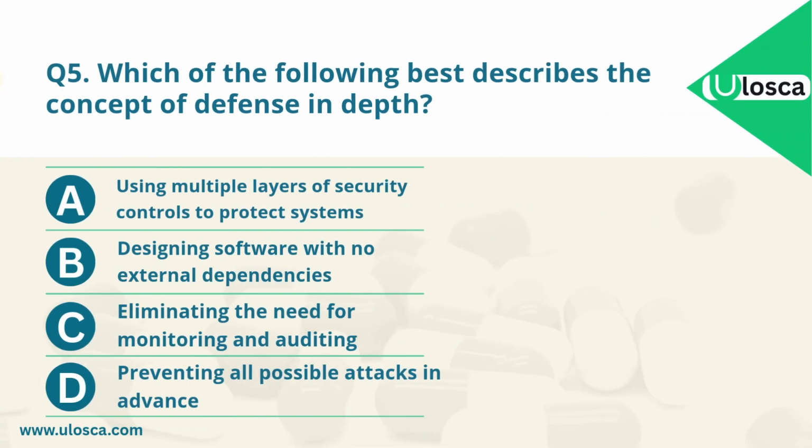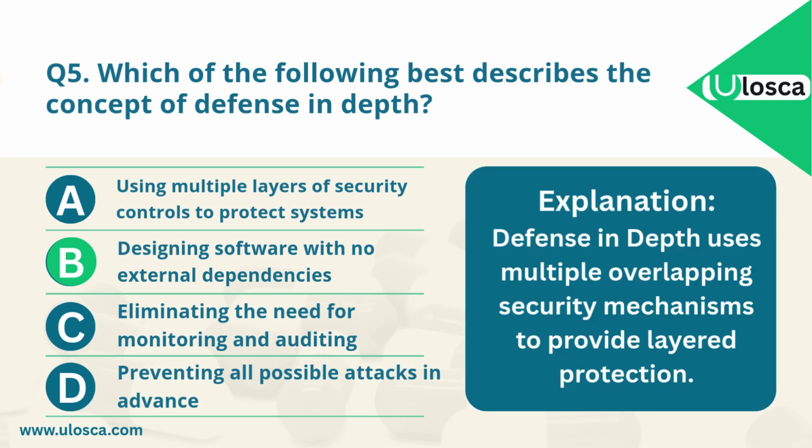The correct answer is B. Access is denied unless explicitly granted. Explanation. Defense in depth uses multiple overlapping security mechanisms to provide layered protection.